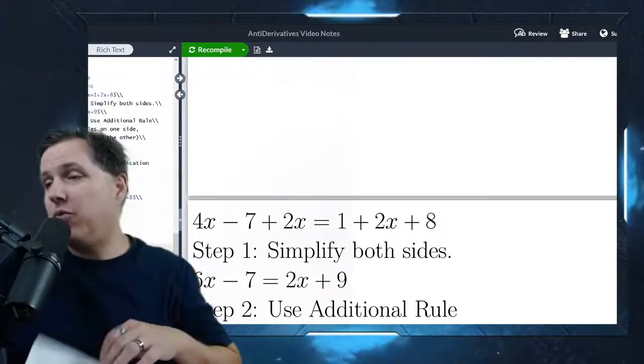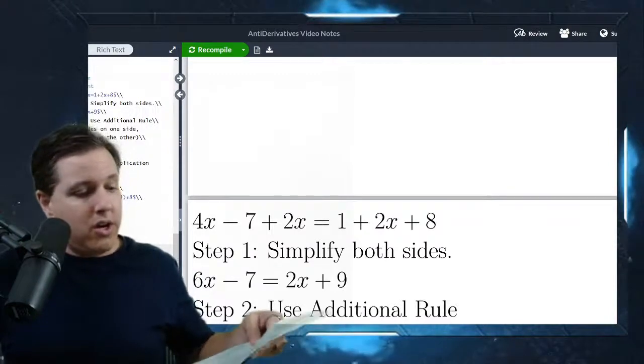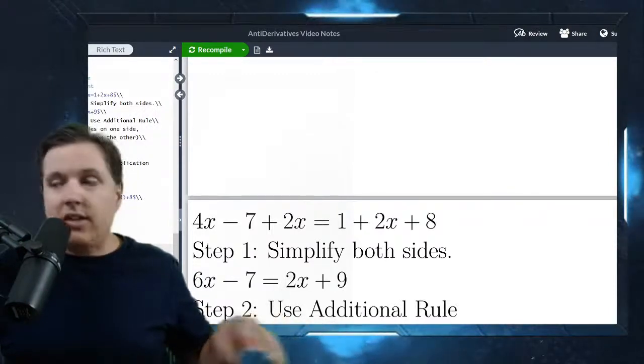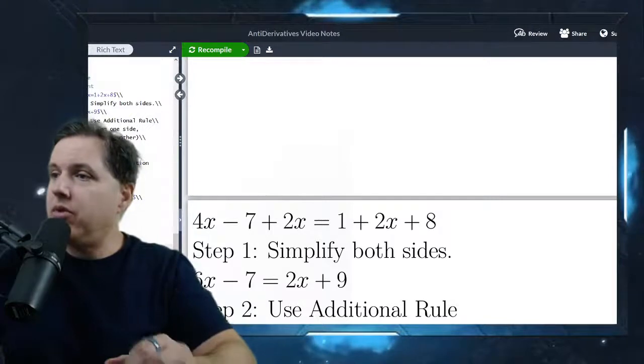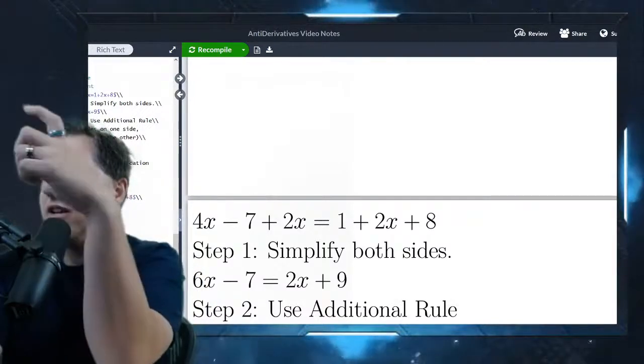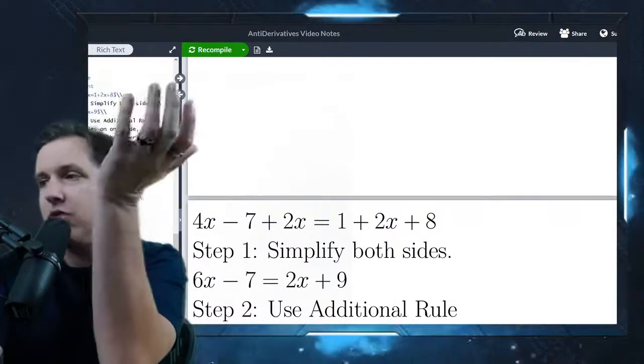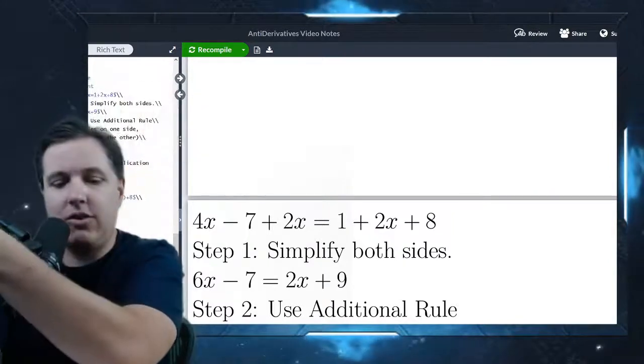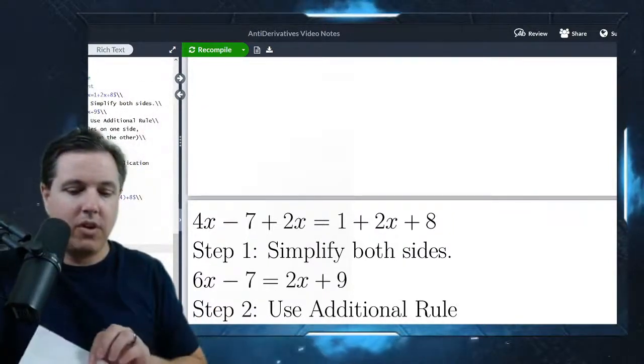Okay, so that's really what it comes down to for solving these equations. Sometimes you'll have more than one grouping symbol. We've been using the parentheses. Sometimes you have square brackets. You just treat those like parentheses. So don't let those scare you if you see them.